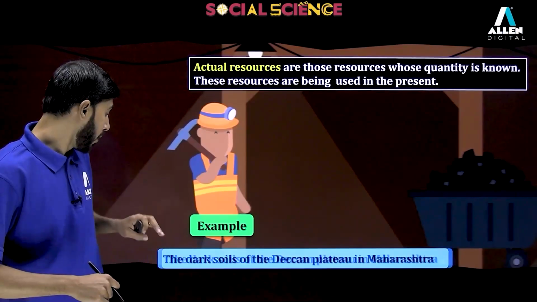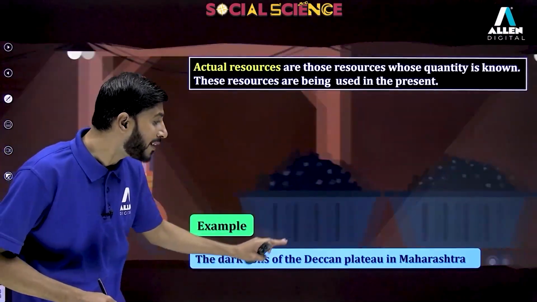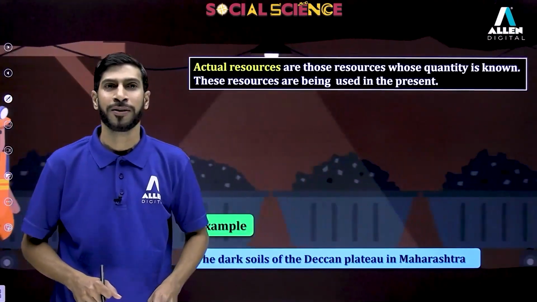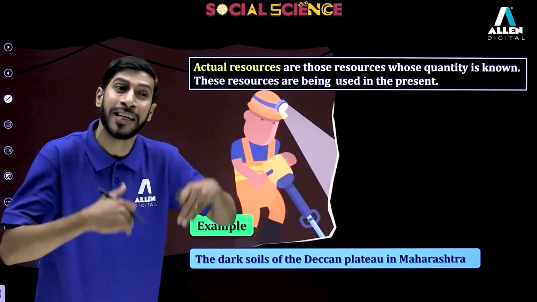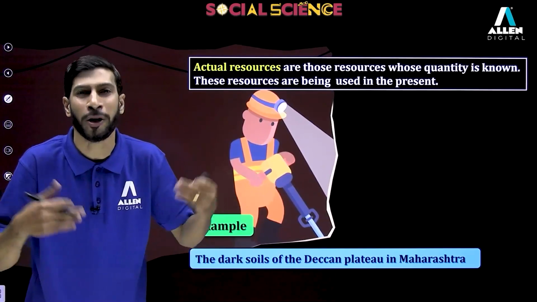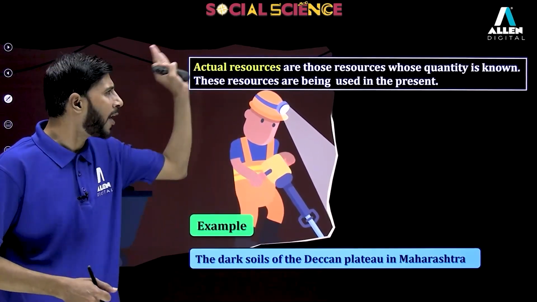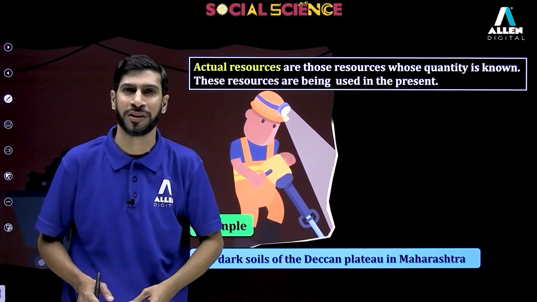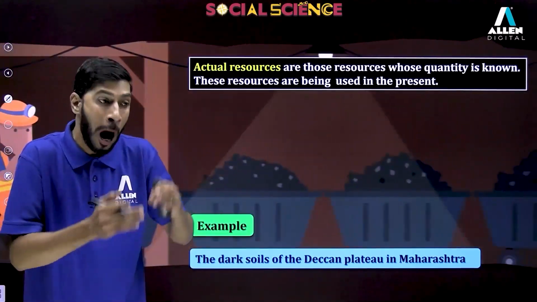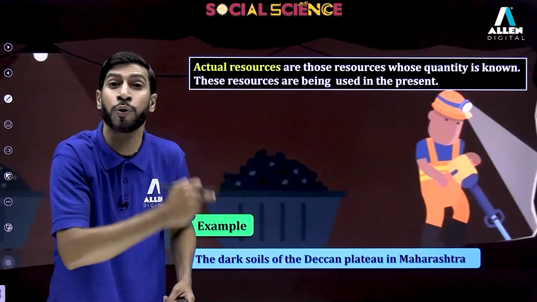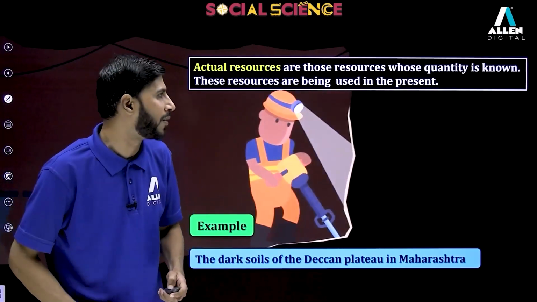Next we have the black soil of the Deccan Plateau in Maharashtra. So they know how much soil they have and they are using that soil, okay, to grow cotton and all. So these are examples of actual resources. These all are examples of actual resources. So they know how much quantity they have and these resources are being used in the present.